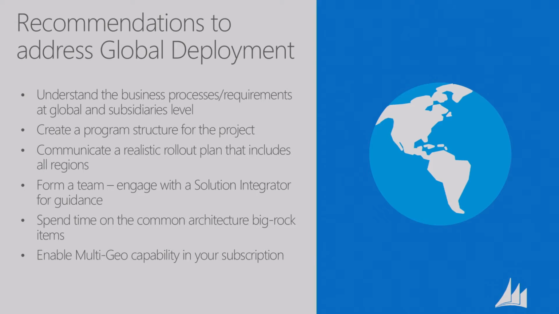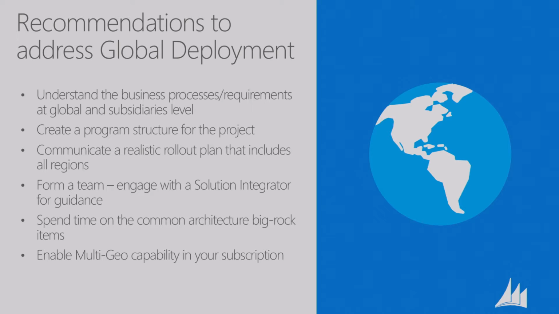Okay, so I think I covered some of the recommendations that address global deployment already, which means understanding the business processes and requirements at the global and subsidiary level. This is a must. You really need to have that understanding of the business process. Then you need to create a program structure for the project. It's not just jumping in with a small team; you need a program structure, maybe a PMO office. That's what we did for our customer. It's not necessarily applicable to you, but you need a team to manage the program. If you're going to be deploying to this many countries, you have to do that.